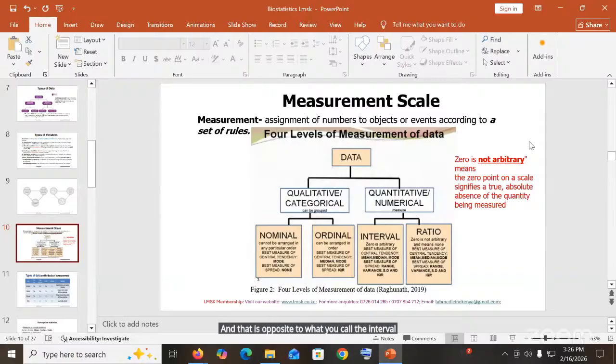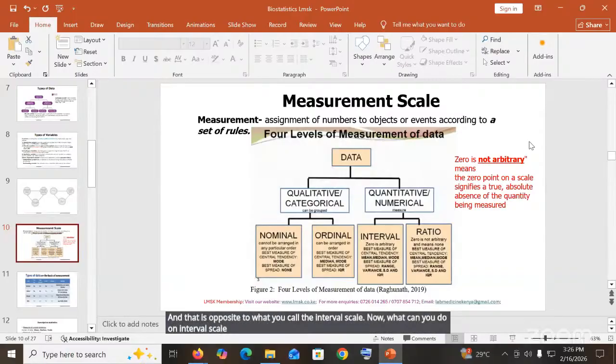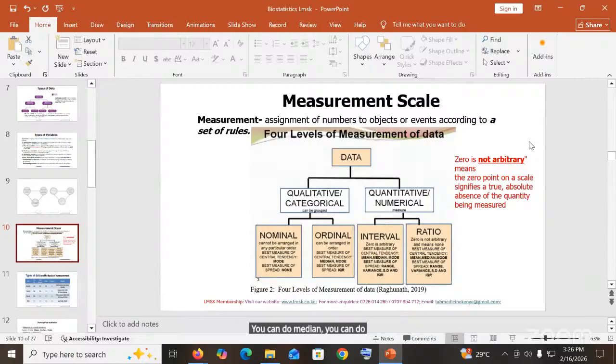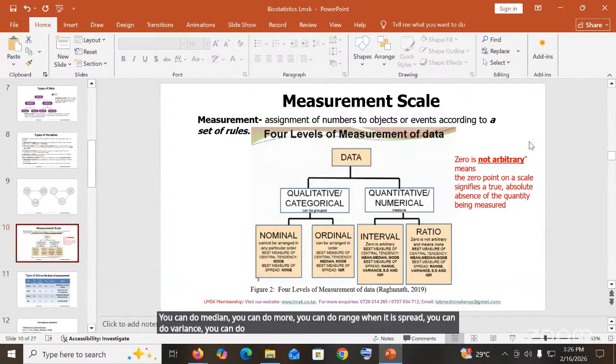Now, what can you do on interval scale? You can do mean, median, mode, and range when it is spread. You can do variance, standard deviation, and you can give the interquartile range.